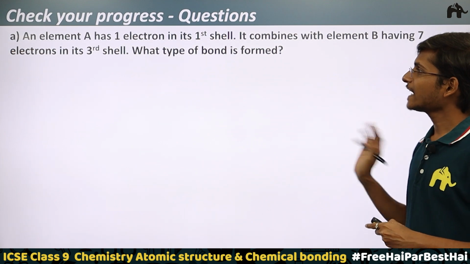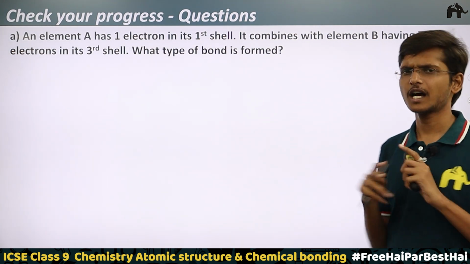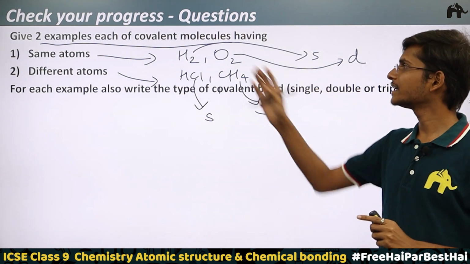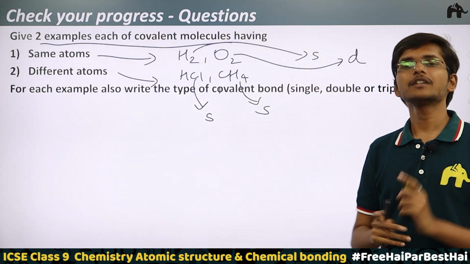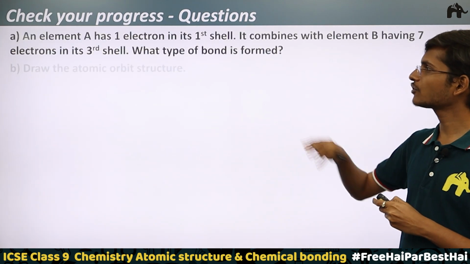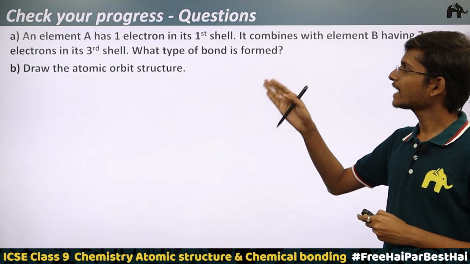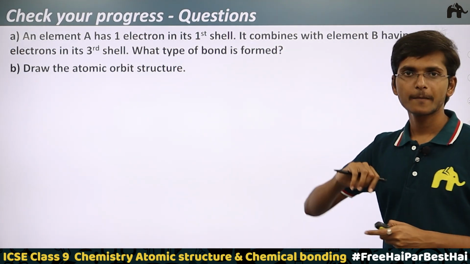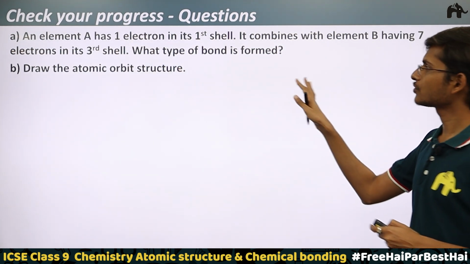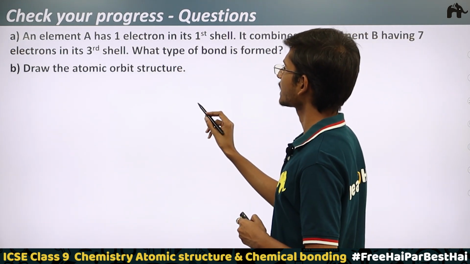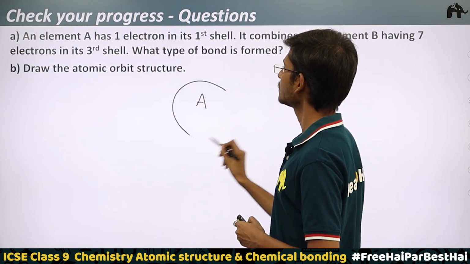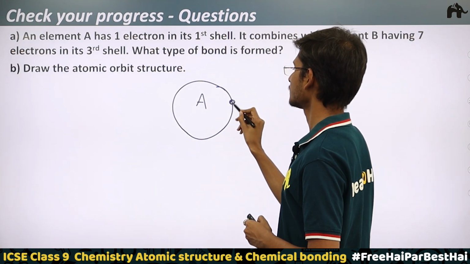Next, an element A has 1 electron in its first shell. One more thing: whenever I come up with a question, pause it there itself and try to answer it on your own. Just try to make your brain run. So for this question also, an element A has 1 electron in its first shell. It combines with element B.